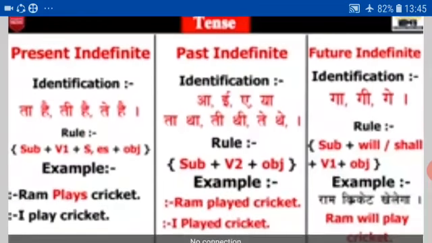If we are using this sentence in negative, then we will use not with will. Ram will not play cricket. And in the interrogative sentence, will is used in the beginning of the sentence.